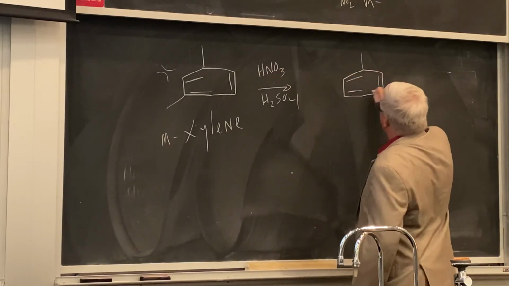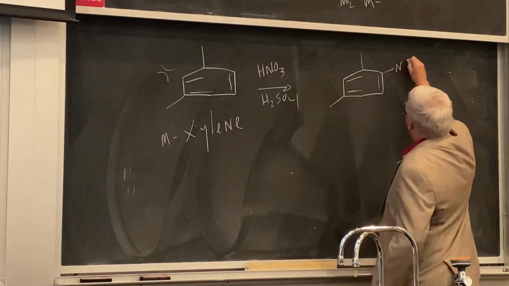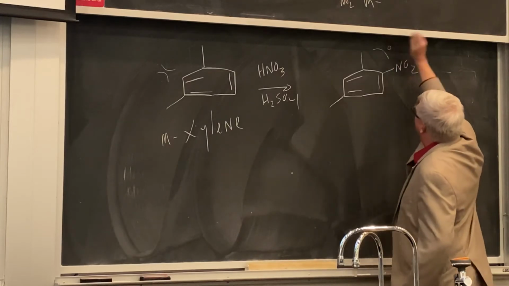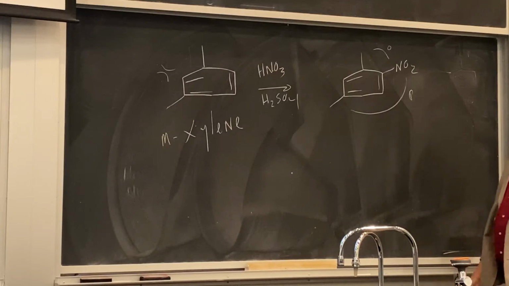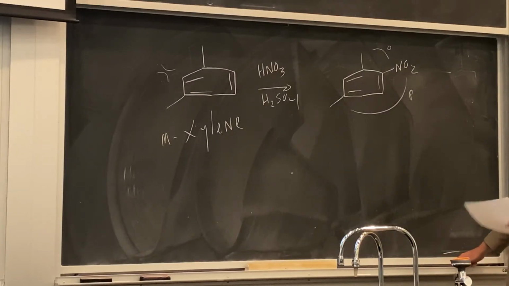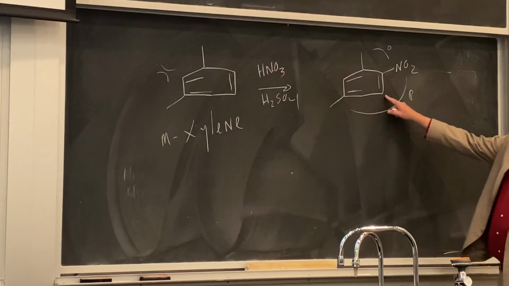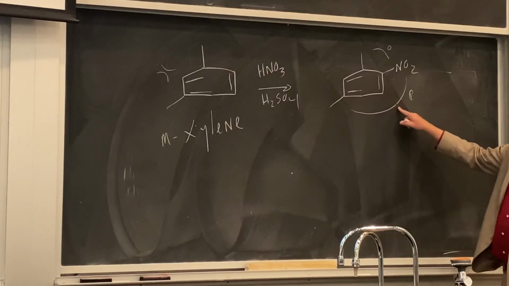And this is an example where you have multiple groups that reinforce each other. You see, this one is an ortho relationship. This one's a para relationship. So that would be your major product. In fact, it's obtained in 85% yield. Don't show any product where that's meta to both.